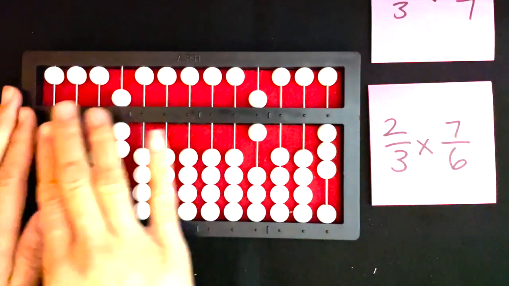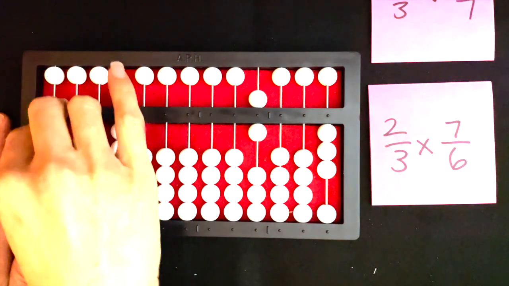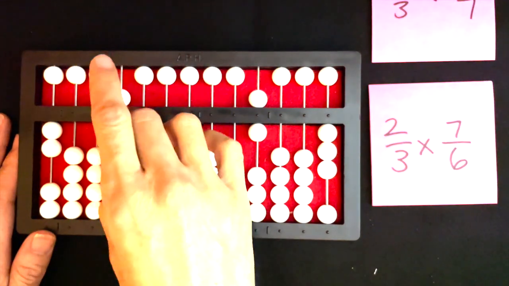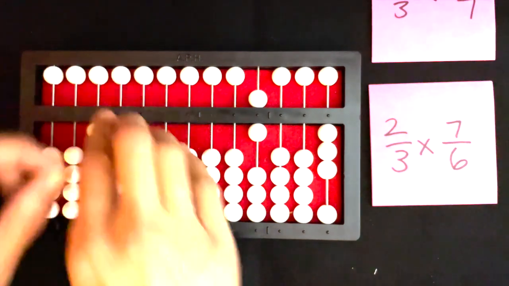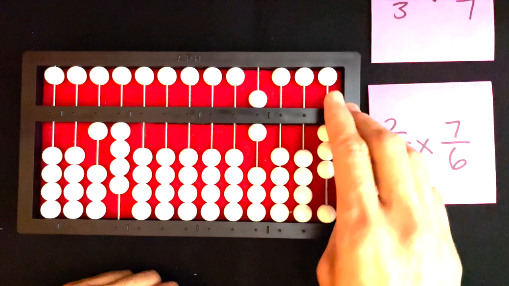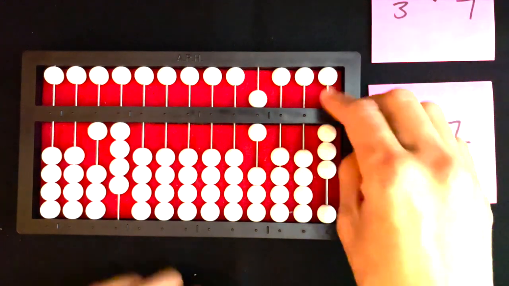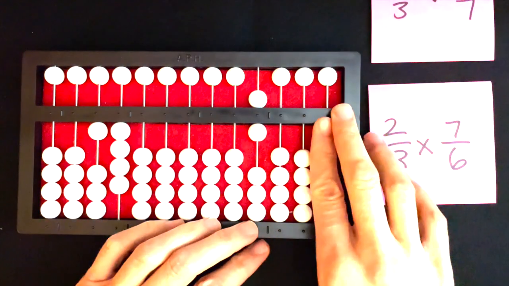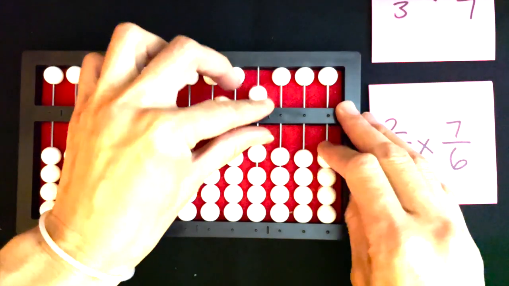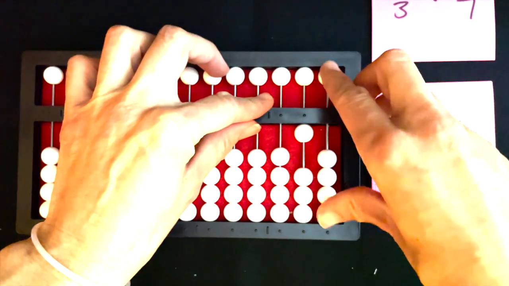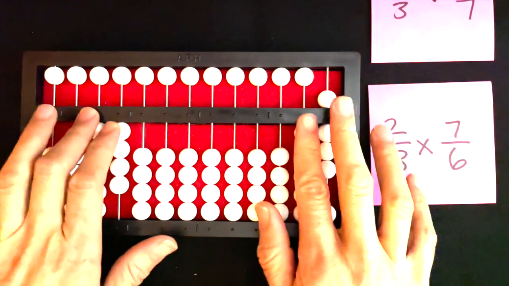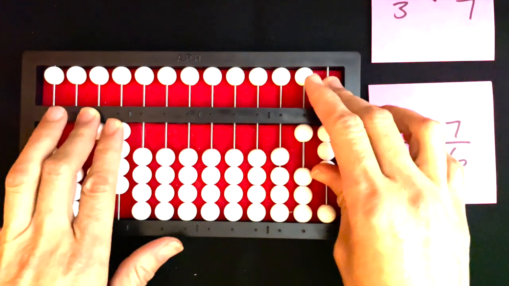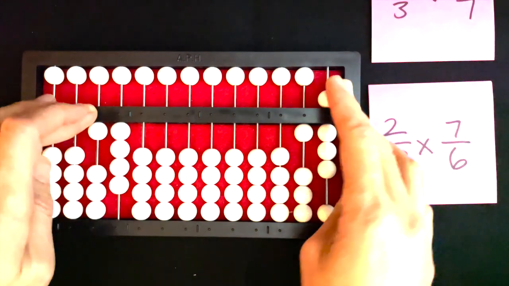So I'm over here on my left-hand side of my abacus. 2 times 7 is 14, so I clear and set 14. And I'm going over to my right-hand side of my abacus. 6 times 3 is 18, so I clear and set 18. And I get my answer here, which is 14/18. Well, I can reduce that a little bit.